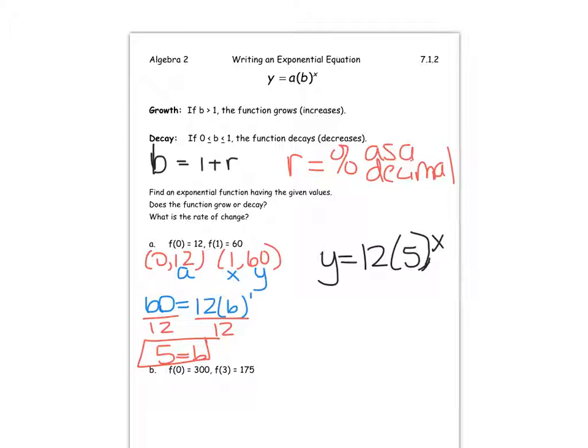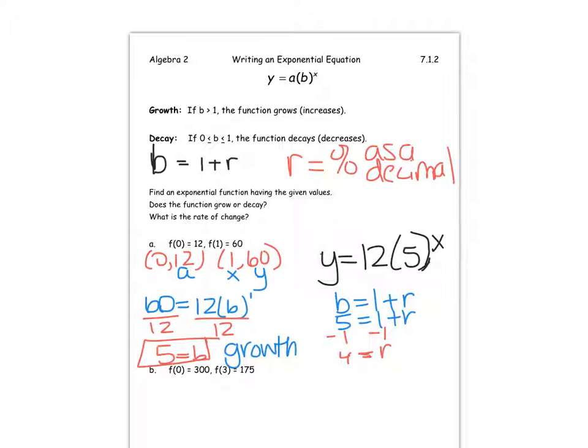Does this equation grow or decay? Well, since b is 5, which is bigger than 1, then we know this is a growth equation. And then what is the rate of change? Well, if b equals 5 and b equals 1 plus r, then we have 5 equals 1 plus r. We just have to solve it. Subtract 1 will get us 4, so r equals 4.